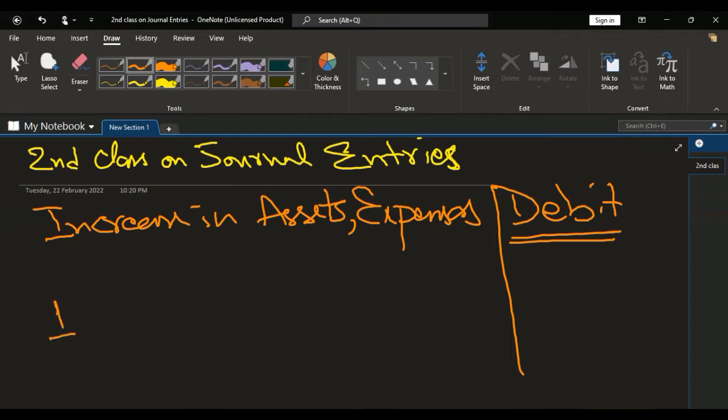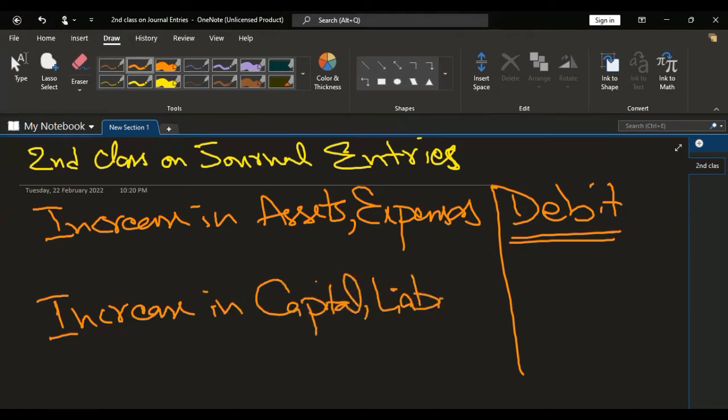Second, an increase in capital, liabilities, income, and sales will be credit.